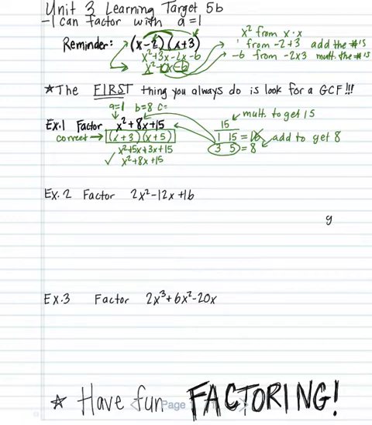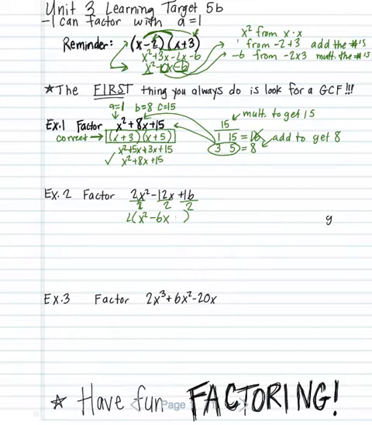Now our a value is 1. So we bring our 2 down, and we want 2 sets of parentheses because we know that's what we want it to look like. The first 2 pieces are x and x because that gets us x squared. And then we want to know what's going to multiply to get 8 and add to get negative 12. So 8, we know we could do 1 times 8, but that equals 9. 2 times 4 equals 6, and that's close to what we want.